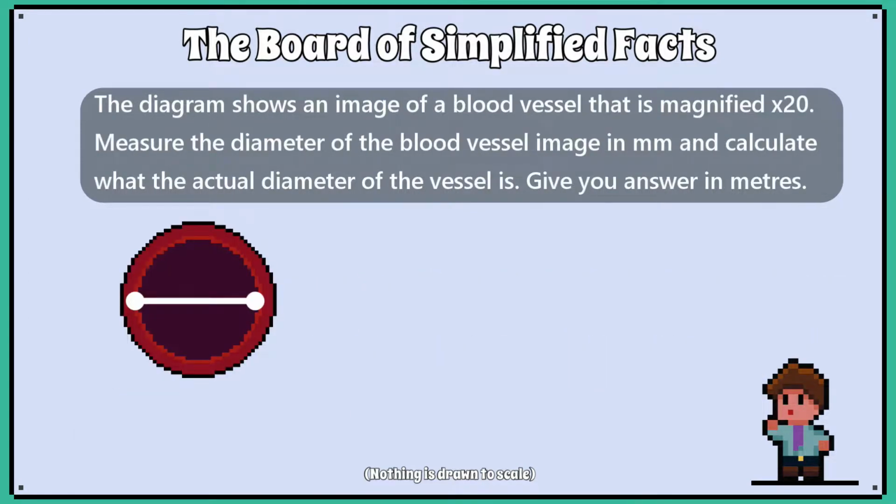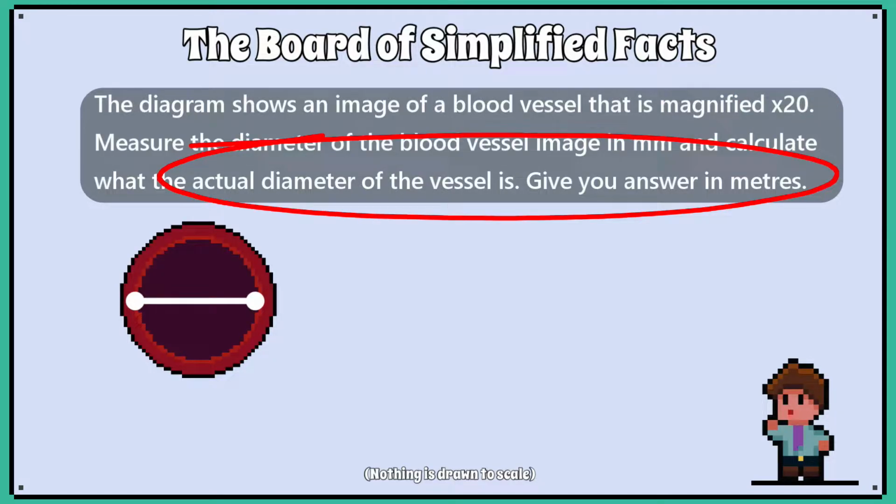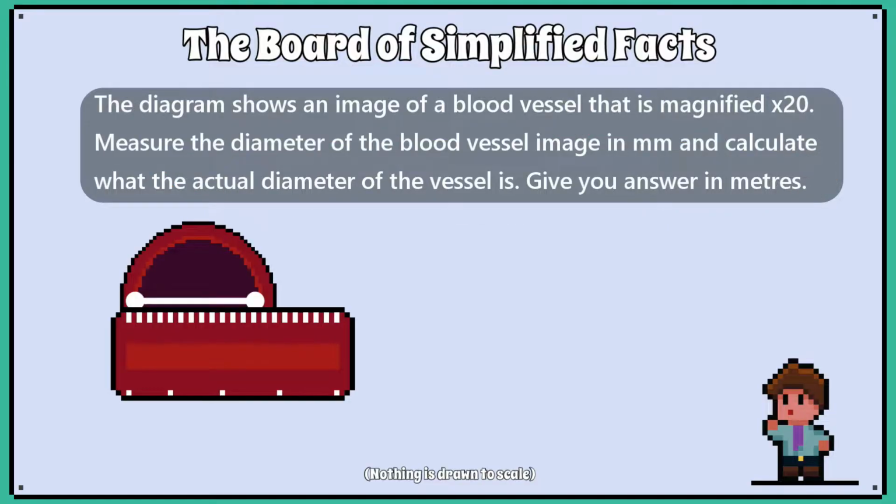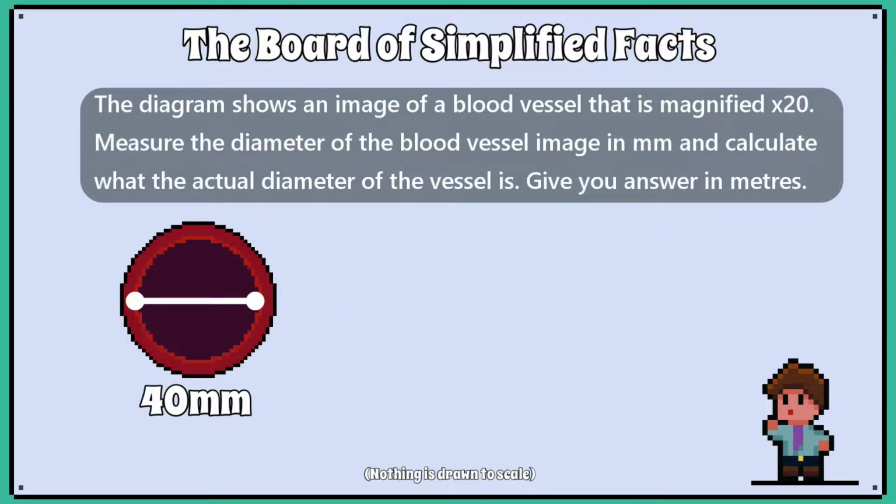A final example. We have an image which we need to measure the diameter of. This is an image of a blood vessel this time. Now we are told this image has been magnified by 20 times. The question asks us to find out what is the actual diameter of the blood vessel in meters. So, measuring the image, we get a measurement of 40 millimeters. I'm then going to convert that unit into meters because it's good practice. So 40 millimeters is 40 times 10 to the negative 3 meters.